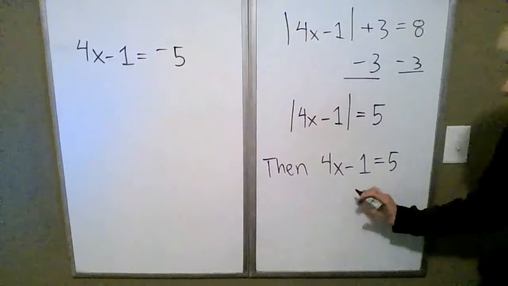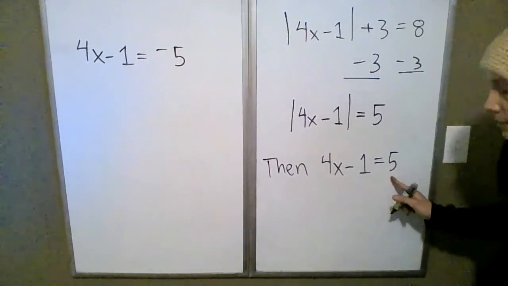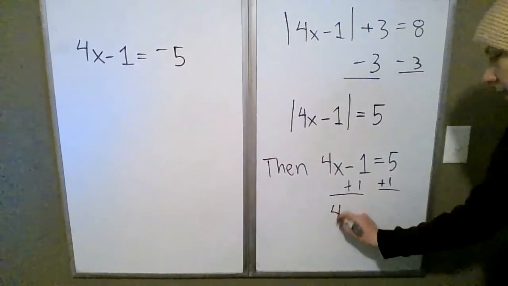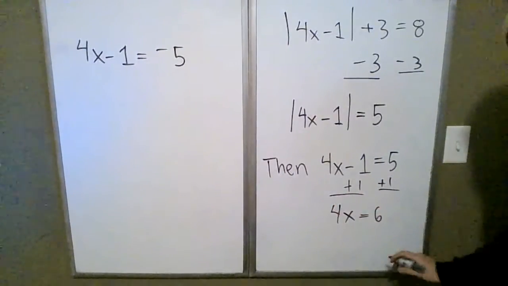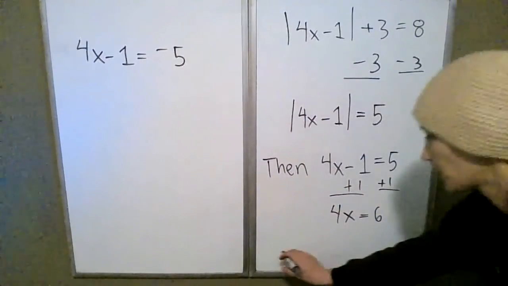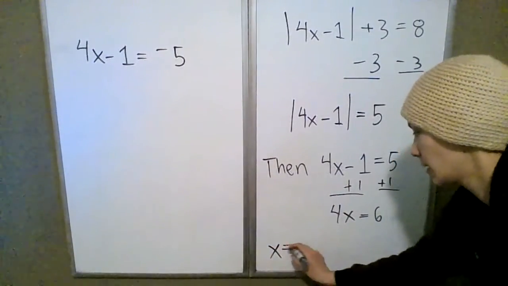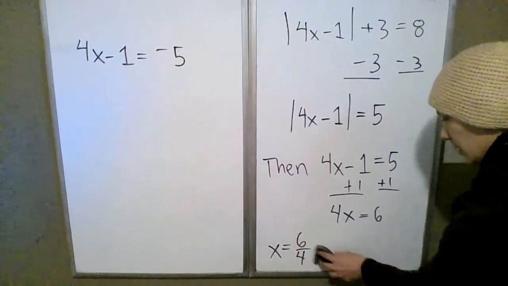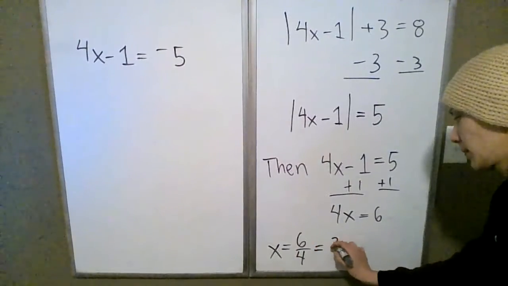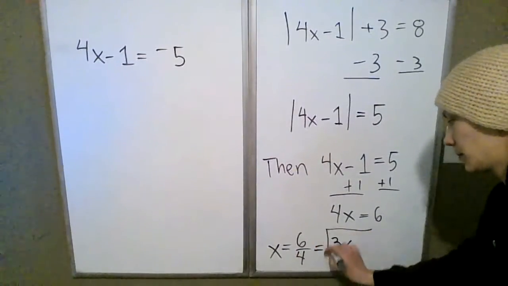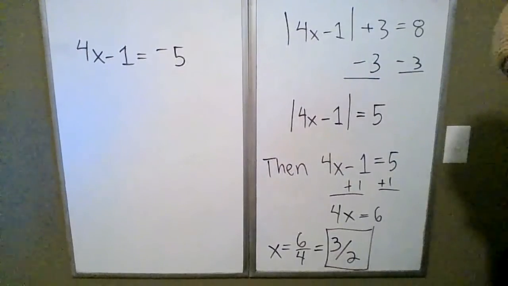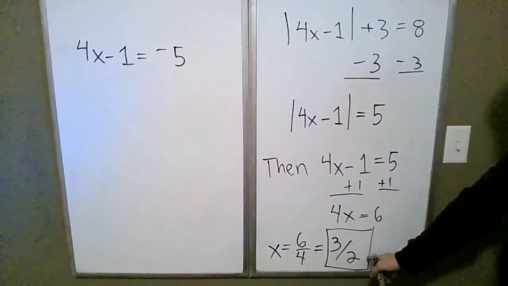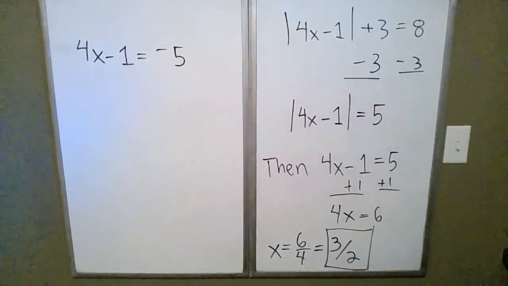Okay, back over here. With this equation, we can add 1 to both sides. Then 4x is equal to 6. Divide both sides by 4. X would be 6 over 4. And those both have a factor of 2, so you get 3 halves. Okay, it looks okay. 3 halves is one of my solutions. Let me go find the other solution.